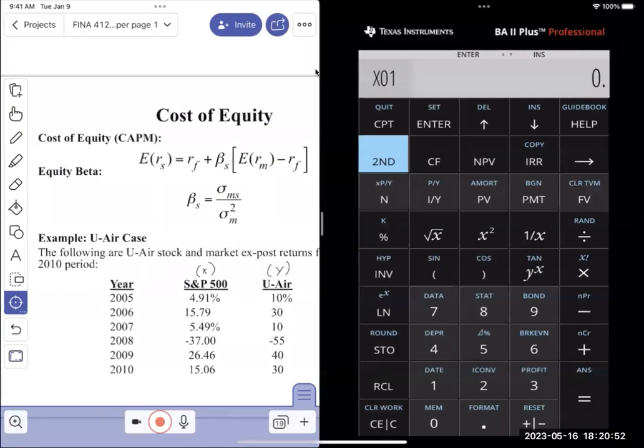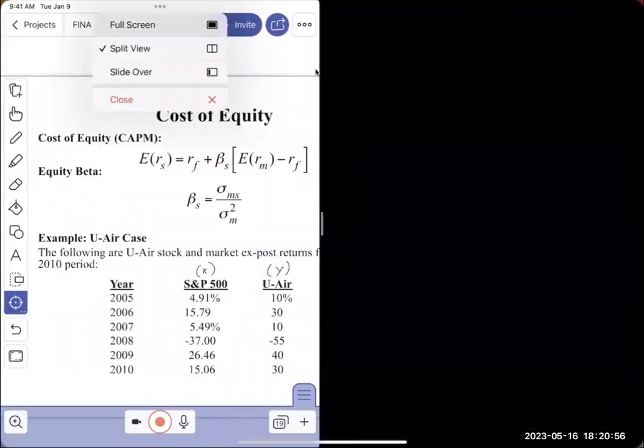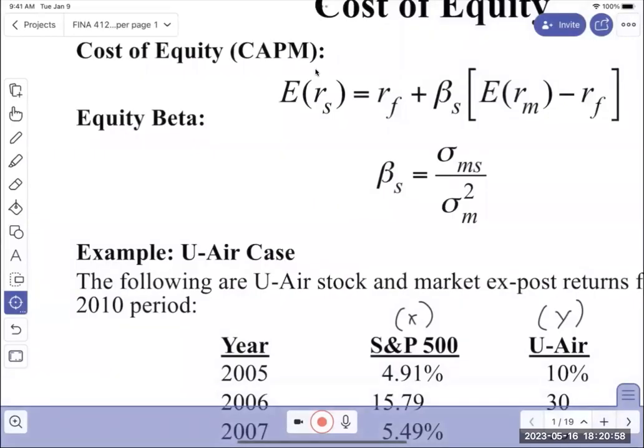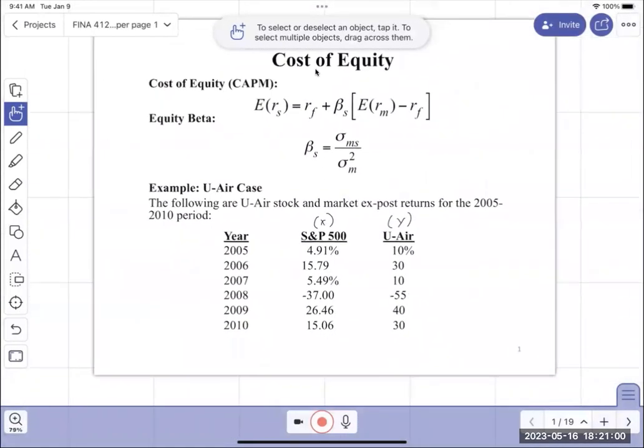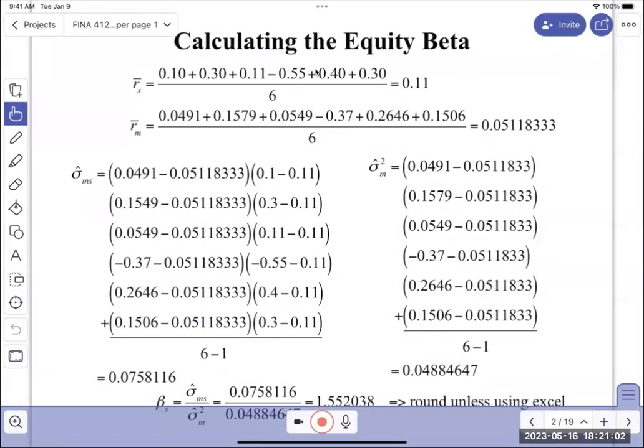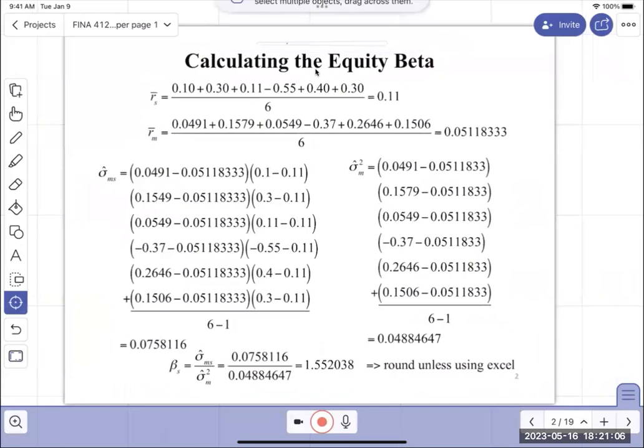That's what you do. And then you ask for second stat and you get the information there. And what do you get? You find that the mean for UAIR stock is 11%. The mean for the market is 5%.